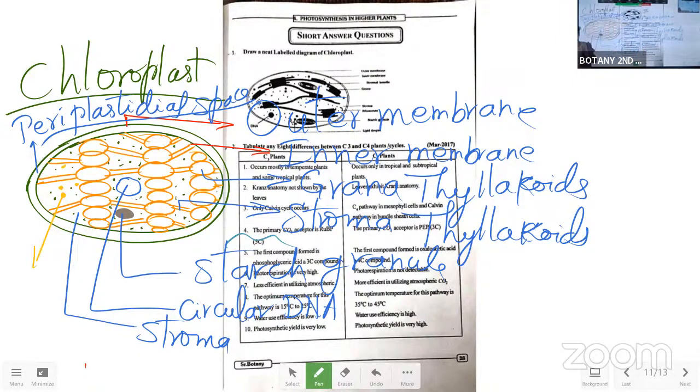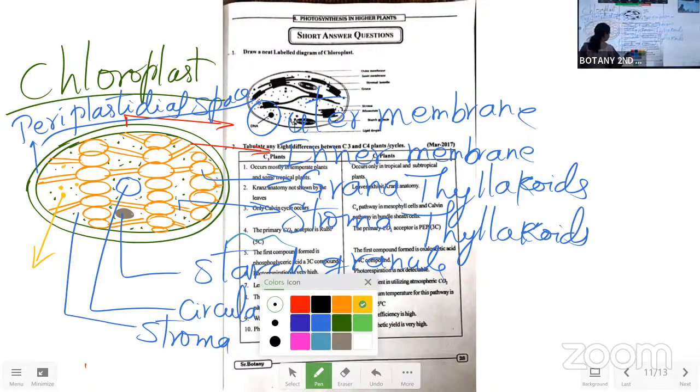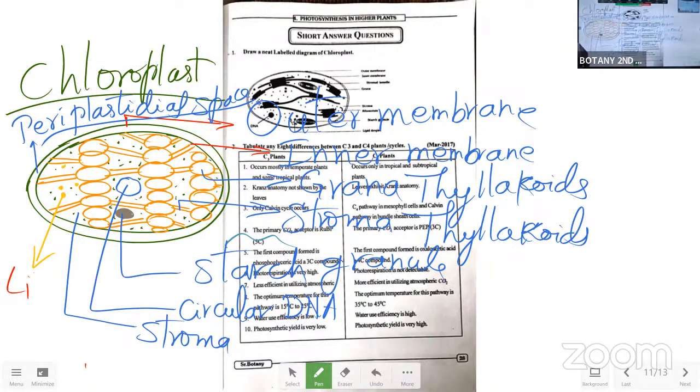These are the lipid droplets. Like this, all these different parts you need to give proper labeling, and you have to give the complete picture like this. Then only you will get 4 out of 4 for this answer.